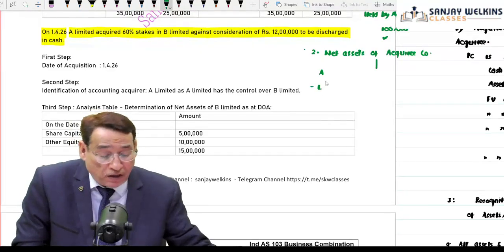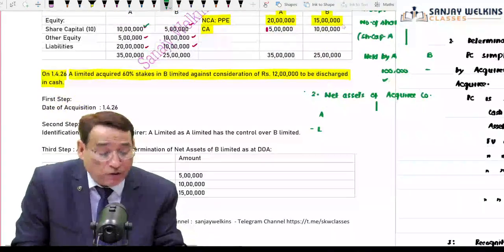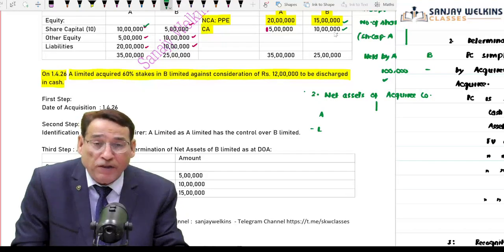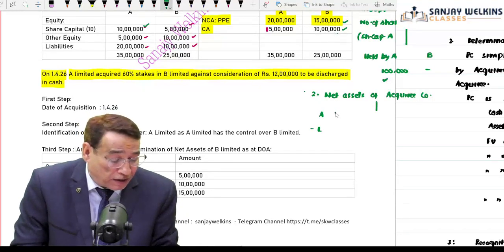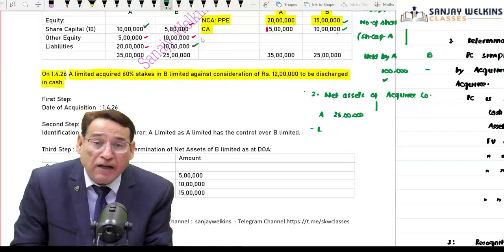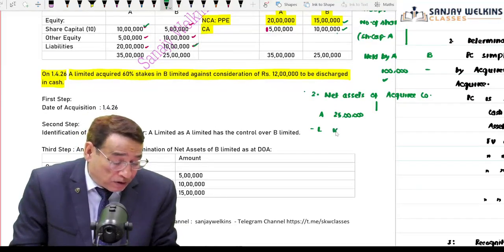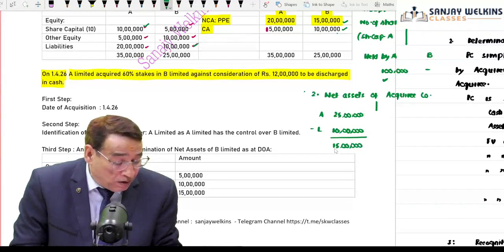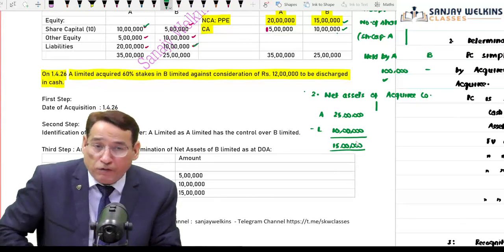For example, in this particular case, if I ask you a very simple question, tell me the total assets of B Limited: 15 lakh plus 10 lakh, that is equal to 25 lakh. So total assets is equal to 25 lakh. And liability, here it is given 10 lakh, as you can see. So I am going to subtract the liability. I will get 15 lakh as net assets. So net assets of the acquiring company is equal to 15 lakh.